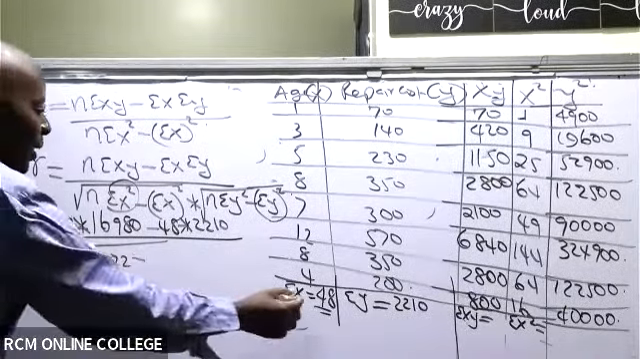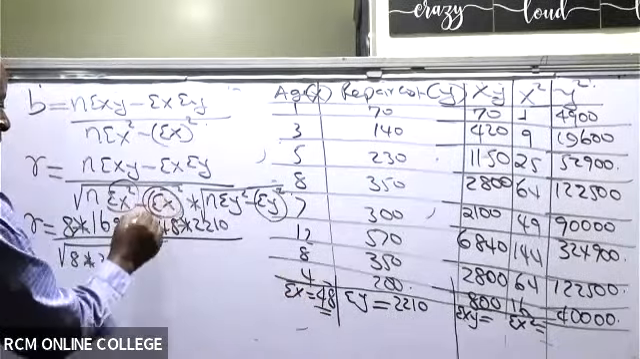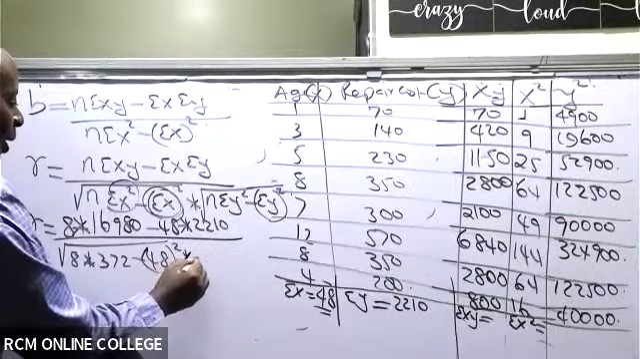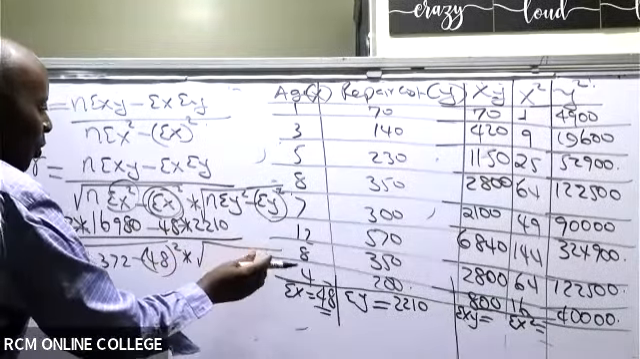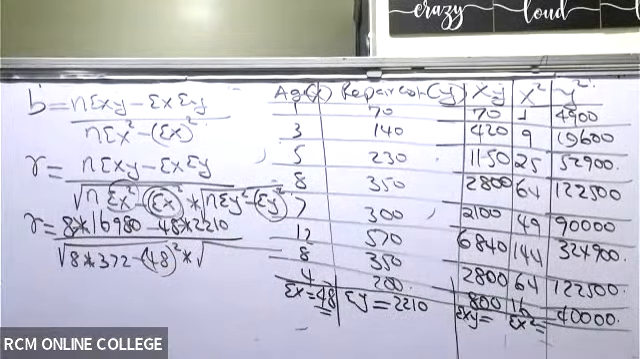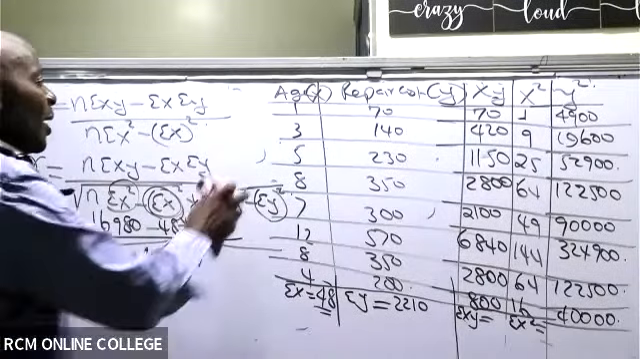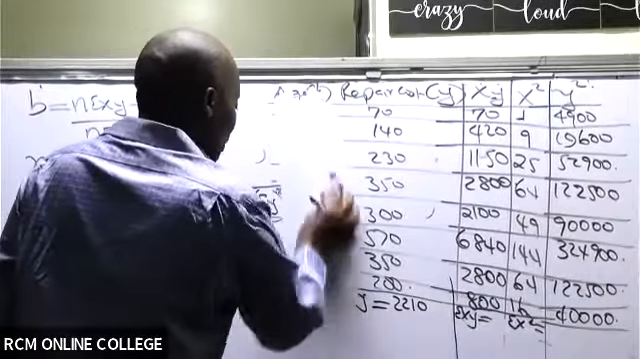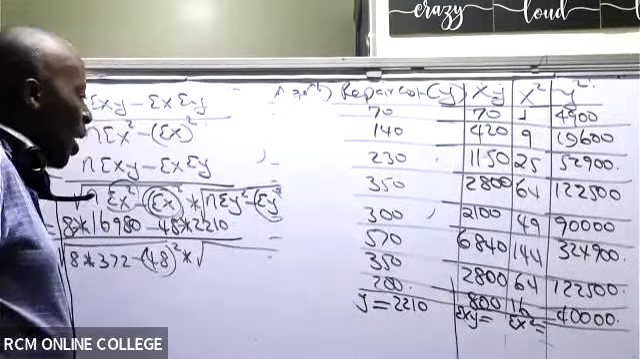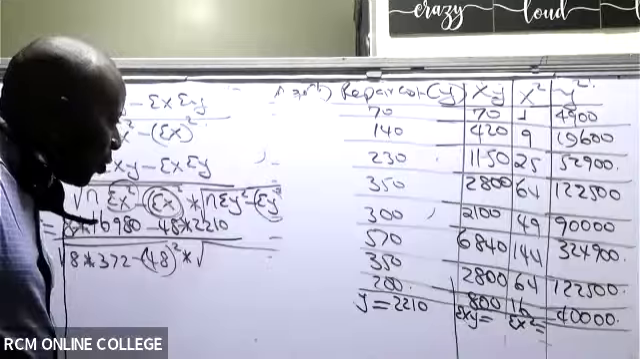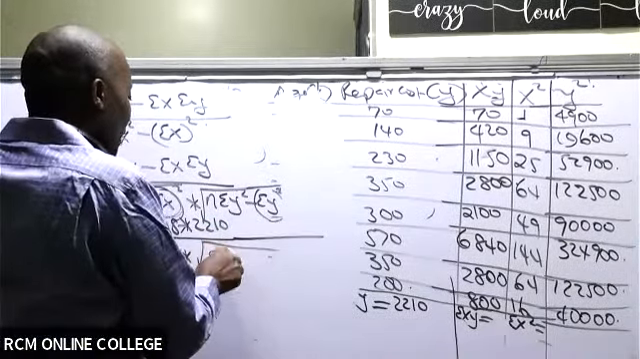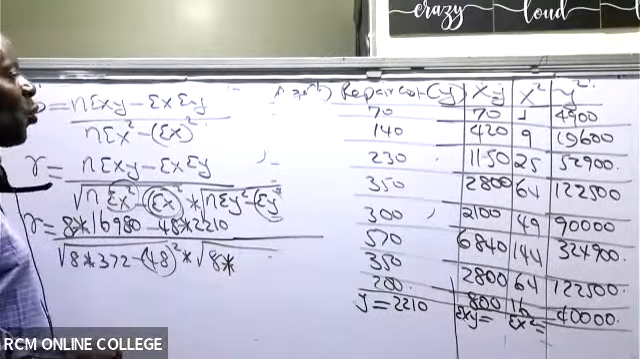Minus summation of x, which is 48, but now this has to be squared. Times, take another square root. So in this other square root, we have, ladies and gentlemen, n which is 8 times summation of y squared.